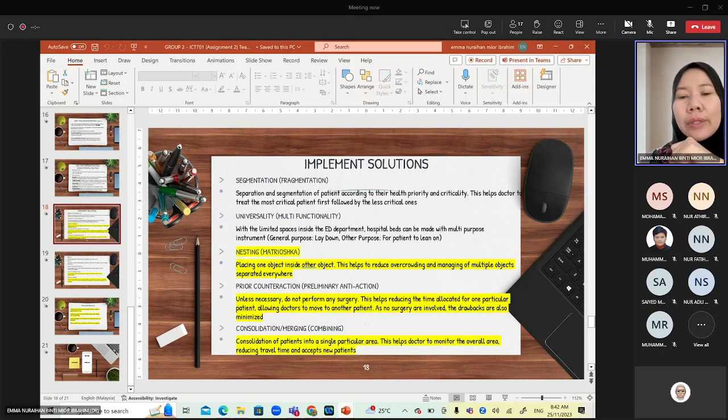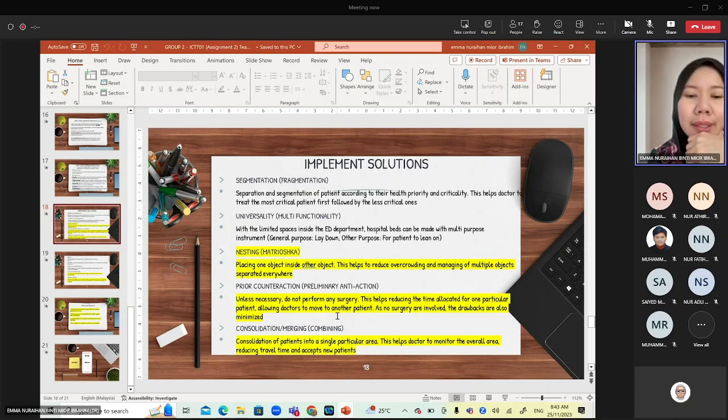So if possible, the solution should not use vague words. What is the object? You must specify it. If you do this in the test, I will give zero marks, because you must relate back to the situation. Okay, unless necessary, do not perform any surgery. This helps reducing, this is dangerous.